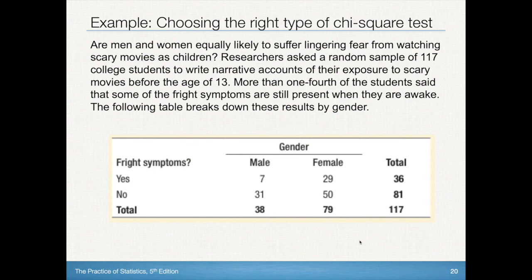We have the case where we're trying to figure out if men and women are equally likely to suffer lingering fears from watching scary movies as children, and the researcher asks a random sample of 117 college students. There's your key statement right there, because we are taking these 117 college students and sorting them according to the categories of male and female, and then we have our answers of yes and no. You'll notice that there's no statement of multiple populations or different variables by which we are then sampling. This is a single sample that we are now sorting according to categorical variables.